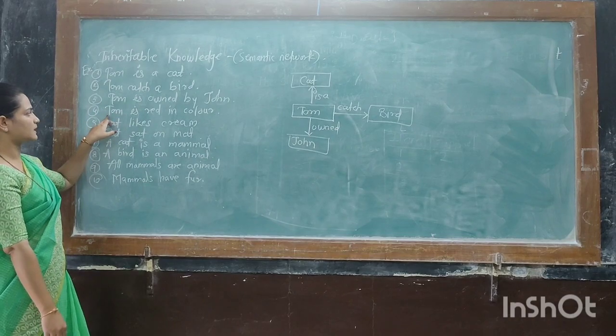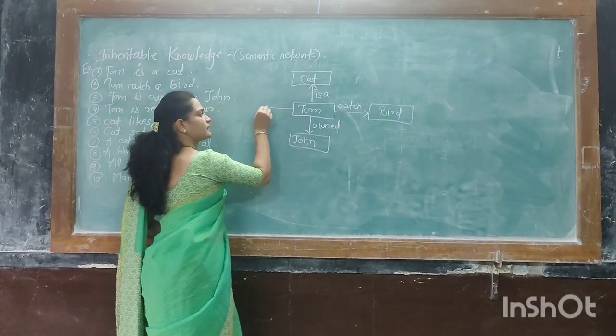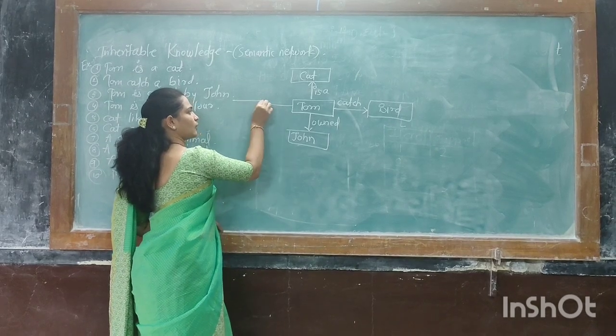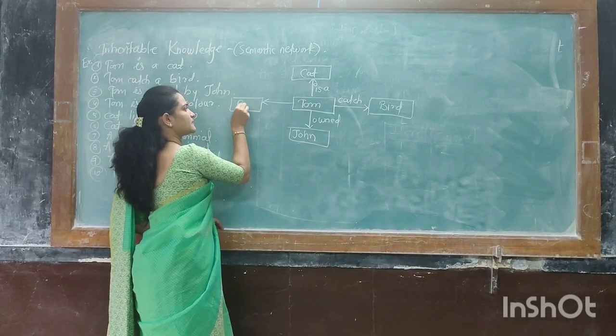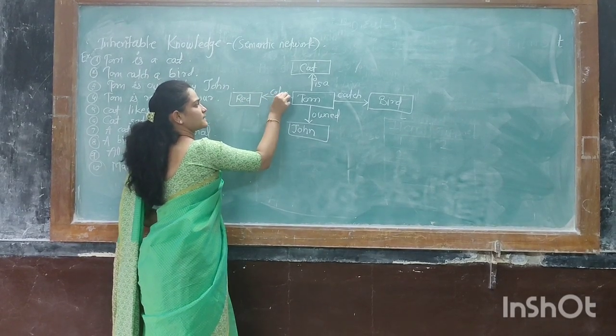And then the next statement is Tom is red in color. So we represent the color of Tom as red. Tom is red in color. Color of Tom is red.